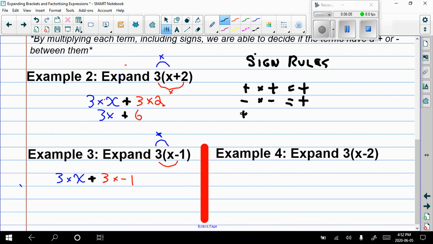We also have a positive times a negative, which we actually have in our case here. We're going to get a negative, and a negative times a positive is going to get us a negative number.